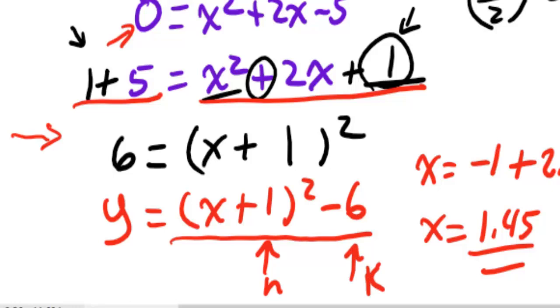Now the extreme values are the min or max, and remember that min or max are the y coordinates of the vertex. So since this is in vertex form, also known as hk form, the y coordinate is going to be the k value. So the minimum of this function is going to end up being the -6, which is the y coordinate of the vertex. Now we want to go ahead and graph this.